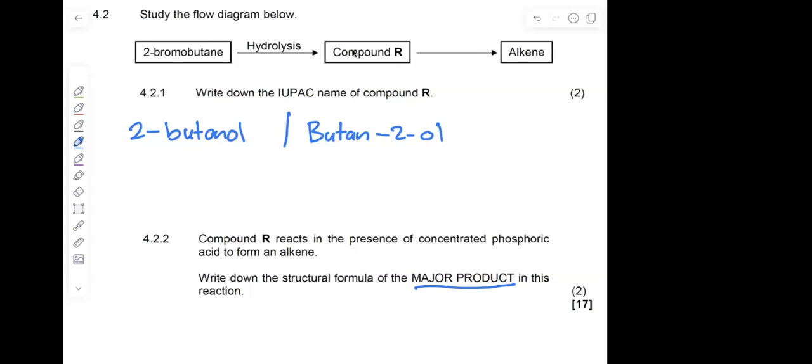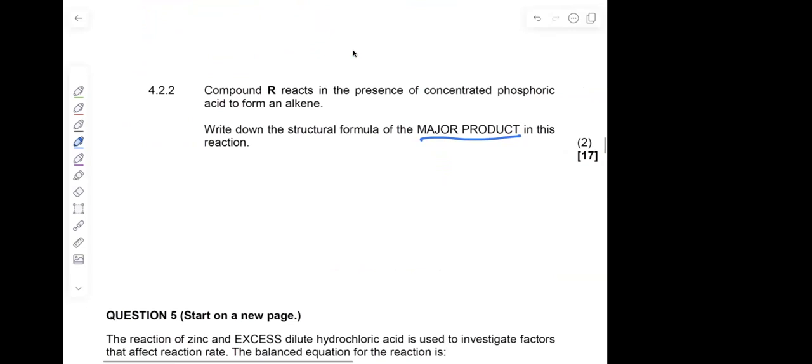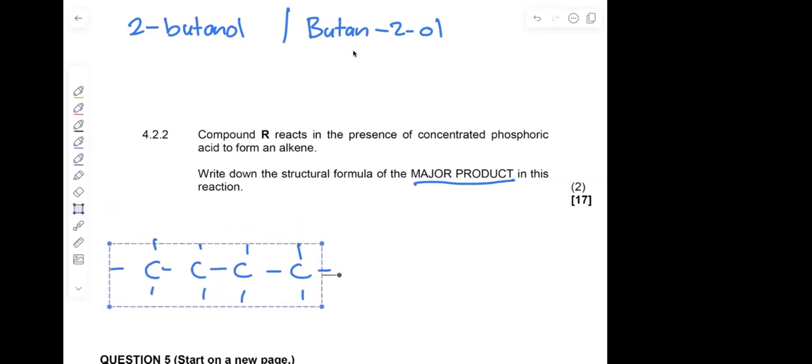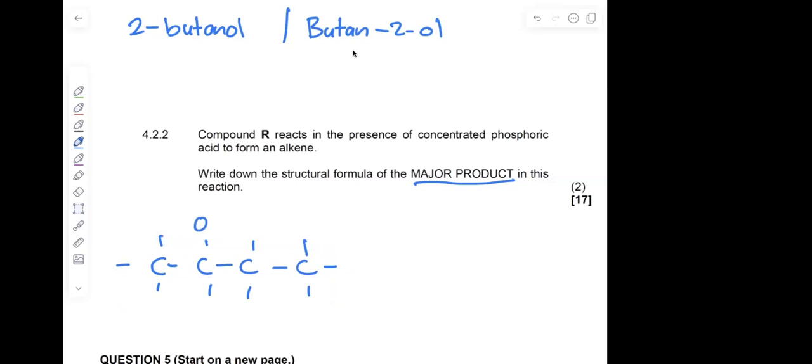So we start off with compound R, which was 2-butanol. Let's first draw compound R, and then we can quickly see how this is going to go through. So compound R is going to be 2-butanol. That's 1, 2, 3, 4 with OH there. There, okay. So we need to now undergo an elimination reaction, right?